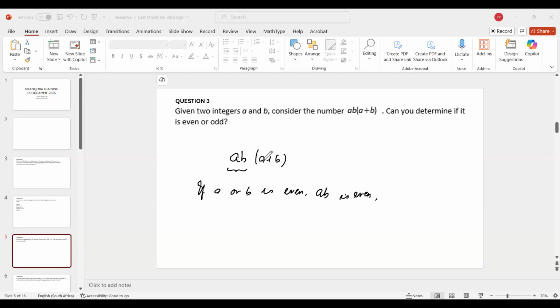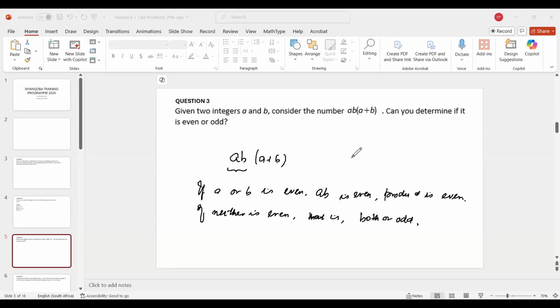So now you have an even number times something else. So the product is even, because an even number times anything is even. So if one of them is even, then the product is even. Now we have to take the case that neither is even, which means that both are odd.